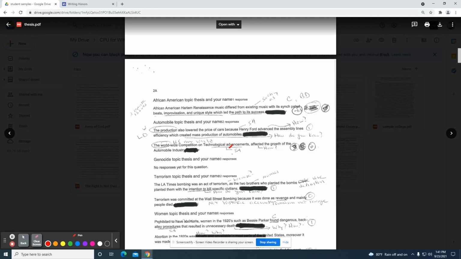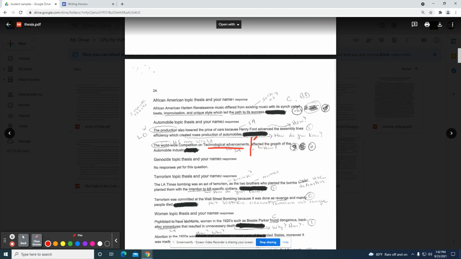"Worldwide competition on technological advancements, such as..." So I'm asking here, such as what? Give me a list. Give me one or two items that your essay is going to be about. Now, if we have 3 paragraphs, you should probably mention 3 points. So these advancements right here should pretty much be it. If you successfully broke this down into 3 separate points, you can stop right here.